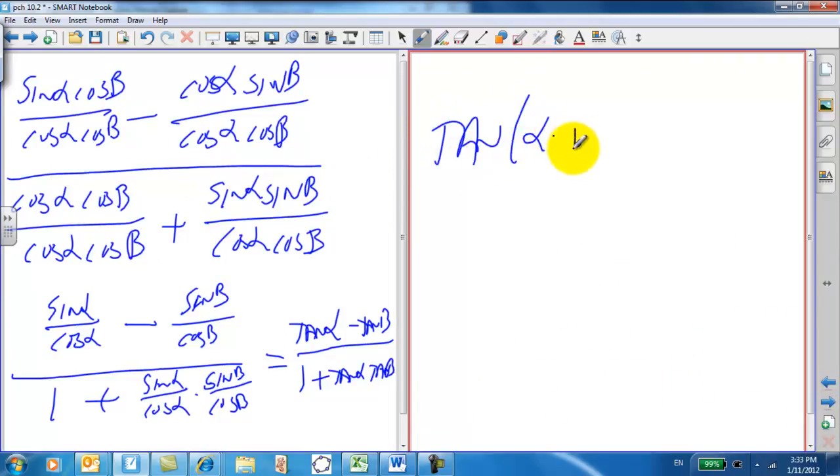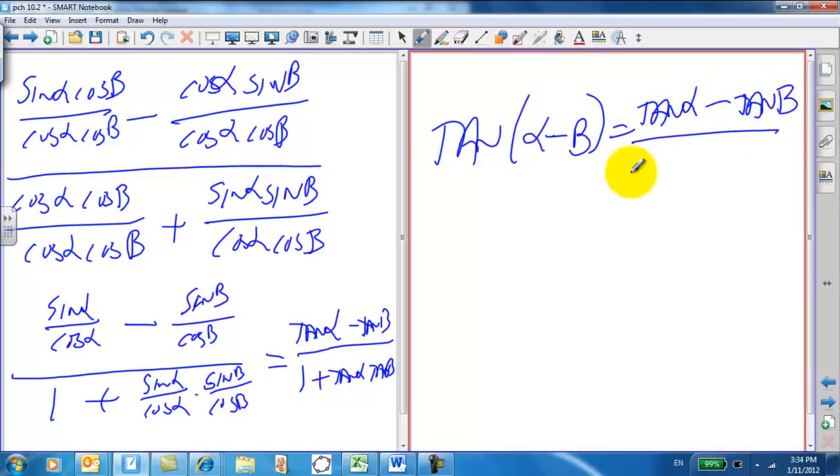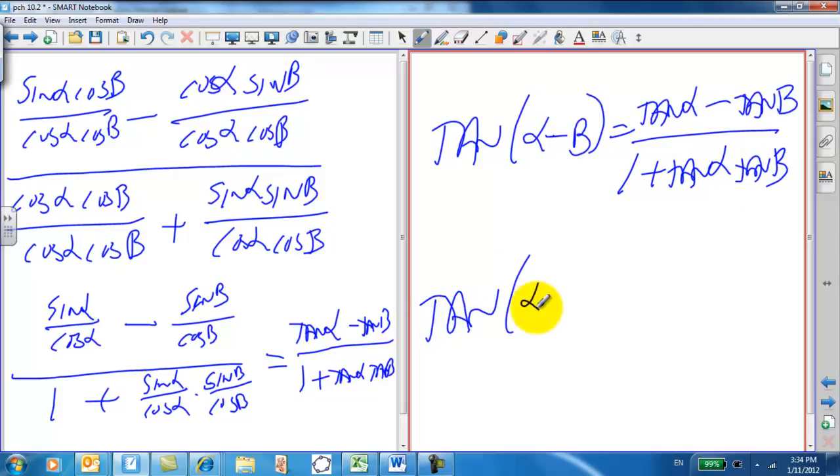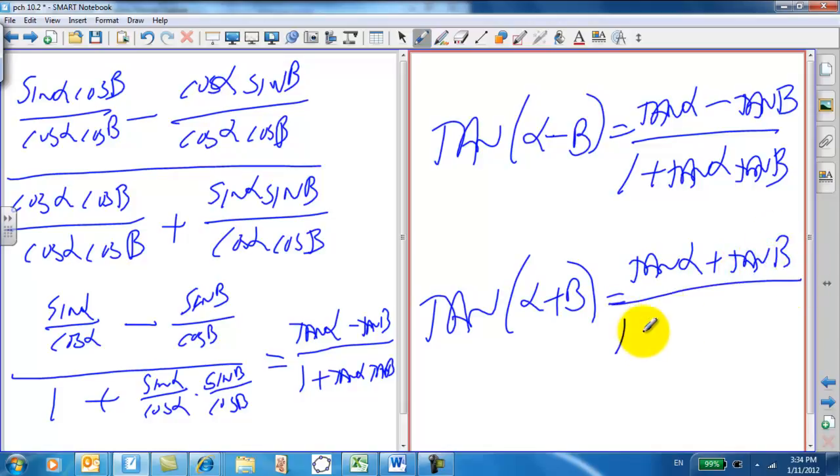Tangent of alpha minus beta is tan alpha minus tan beta. It almost looks like you're distributing, but you're not. It's over 1 plus tan alpha times tan beta. And the tangent of alpha plus beta is tan of alpha plus tan of beta over 1 minus tan alpha times tan beta.